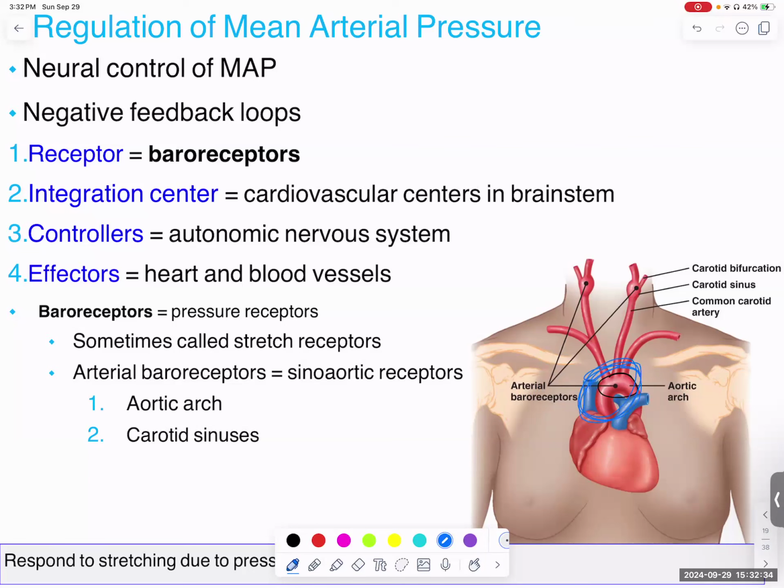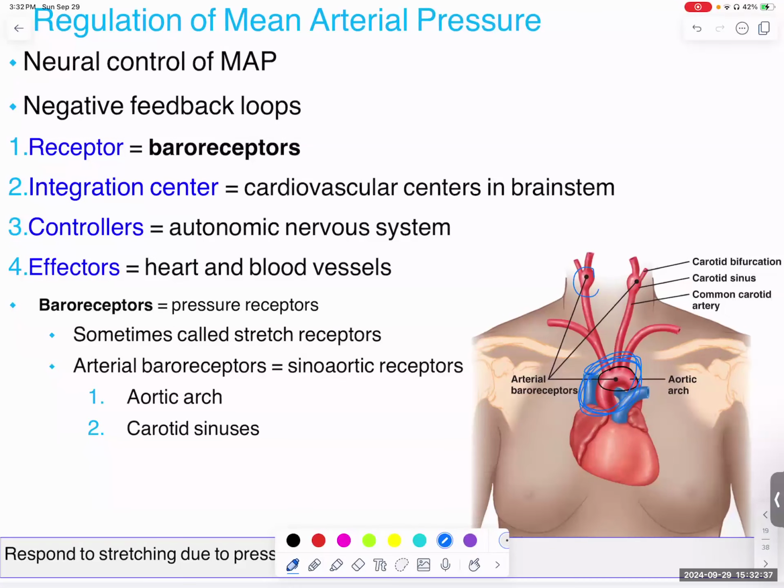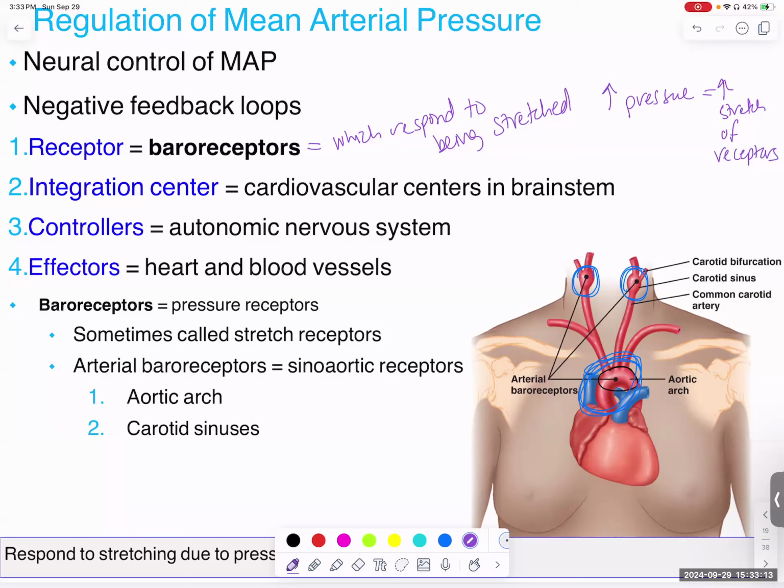So they are aortic baroreceptors, as well as in your carotid sinuses. This is where the carotid artery splits into the internal carotid artery and the external carotid artery. And there are receptors that are monitoring the pressure, and how it monitors pressure are baroreceptors, which respond to being stretched. So if there is an increase in pressure, it is increasing the stretch of the receptors. So these baroreceptors are responding to stretch, increased pressure, increased stretch.